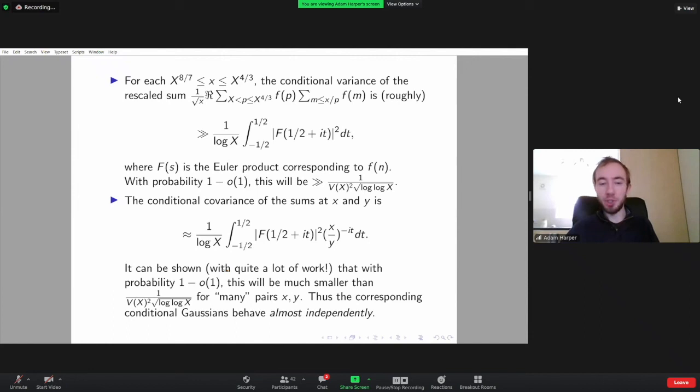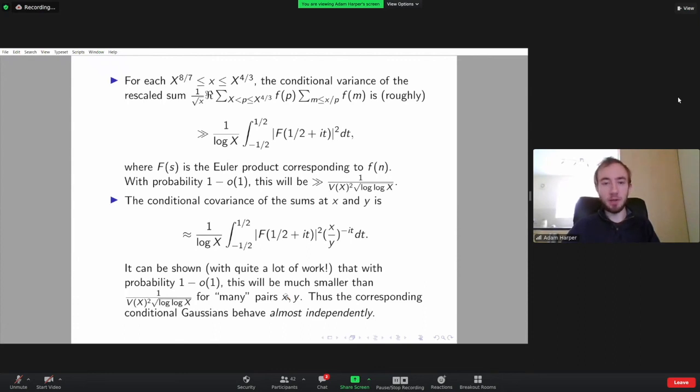And you can show with quite a lot of work that, with probability tending to 1 over the realizations of this random product, that will be true for a lot of pairs x, y. You can't do it for all of them, at least I don't know how to, but you can show that there'll be a lot of these points x, y, if they're well spaced out, where this integral will be a lot smaller than this, where this extra factor gives you a lot of cancellation. And that means that along this sparse sequence of points, the corresponding conditional Gaussians are behaving roughly independently. And then you can conclude the argument as before.